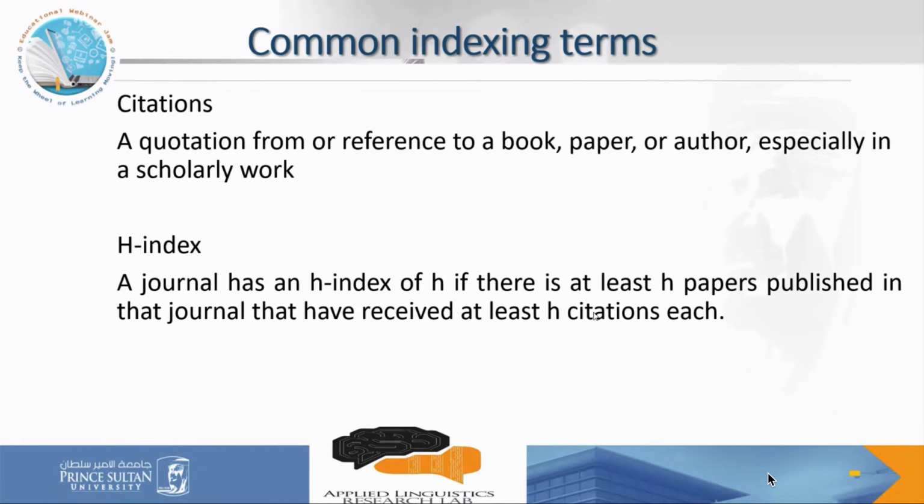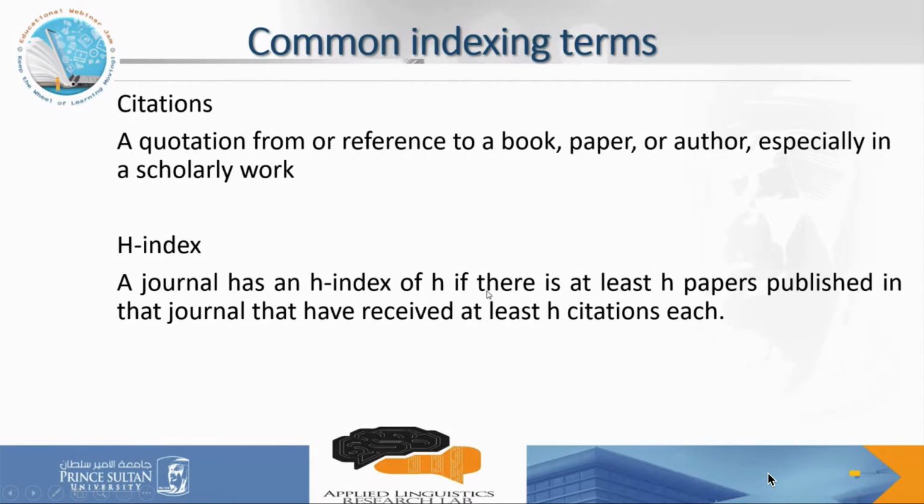For example, citations. I'm sure we all know that. It's a quotation from or reference to a book, paper, or author, especially a scholarly work. Of course, the more citations an author has, or an article has, or a journal has, the more it could be given as an index of quality. There is also the h-index, for an author and for a journal, and it is also taken as some kind of indication of quality.